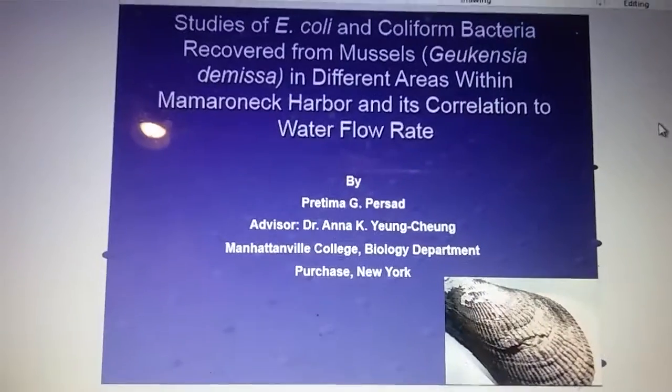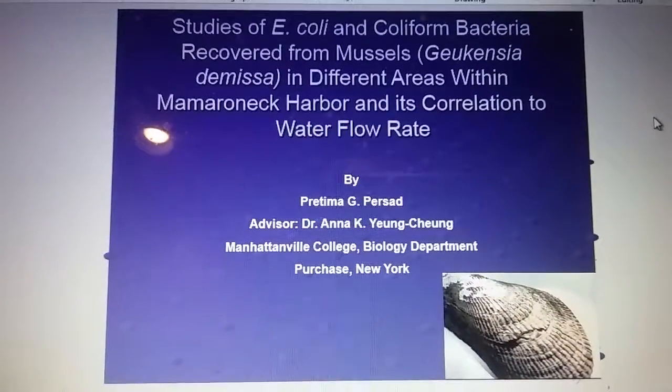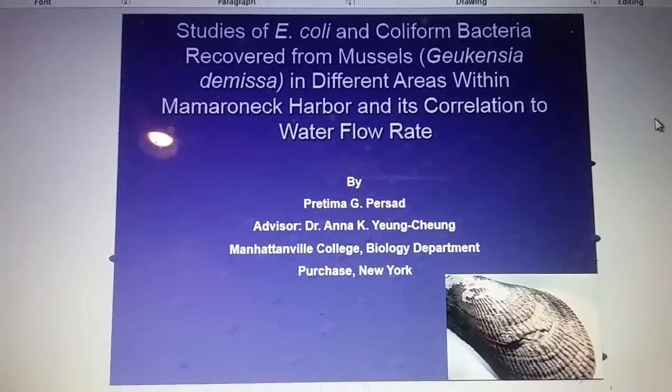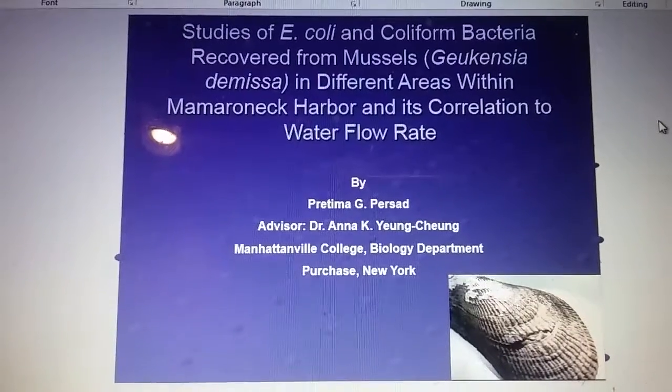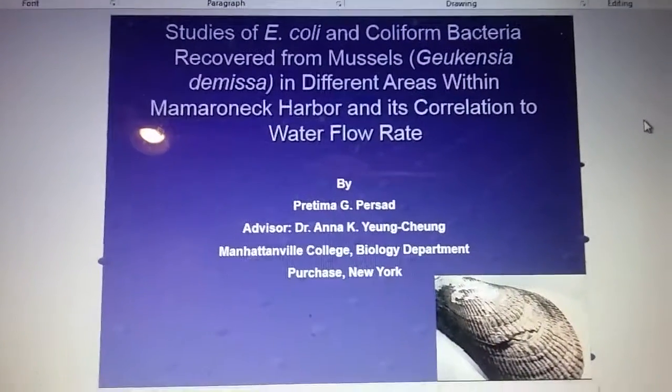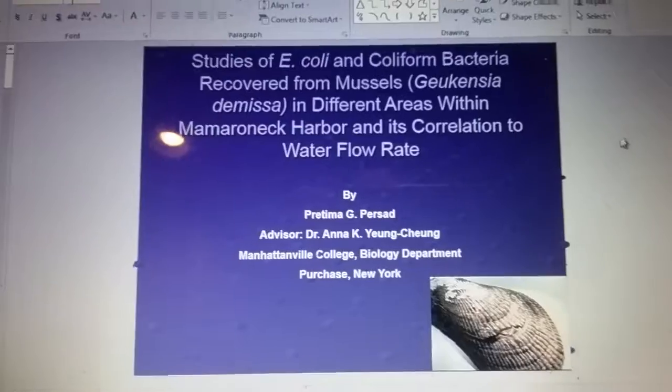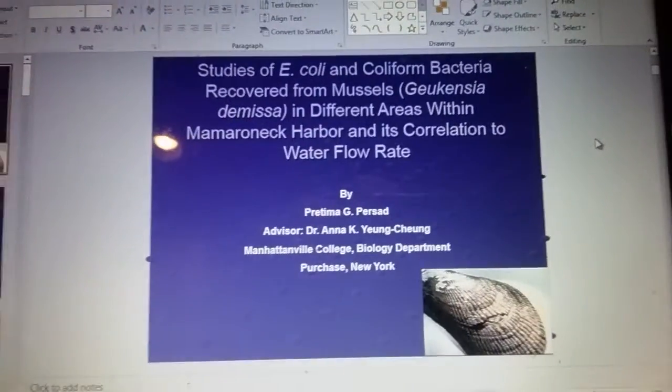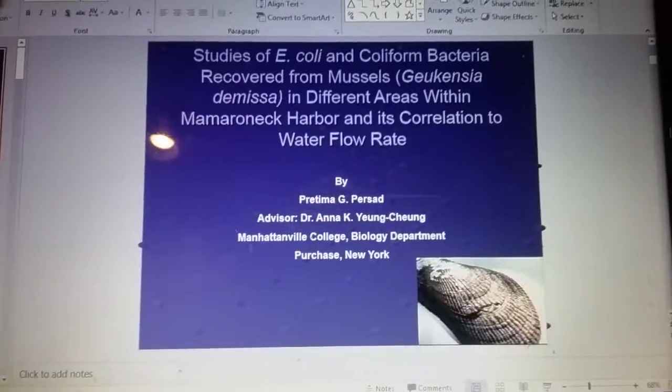Okay, last time we were in the studies of E. coli and coliform bacteria. We covered mussels from different areas. So we were doing our student's paper. To recap, we were studying the mussel in different areas, if you remember.